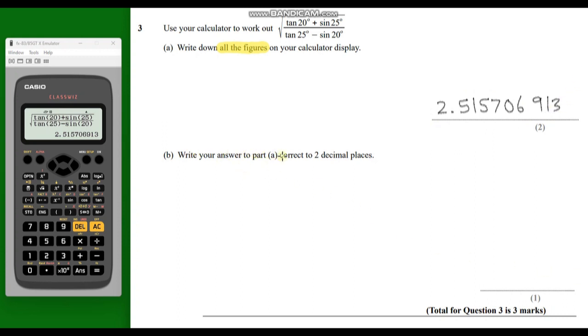Write your answer to part A correct to 2 decimal places. So nice rounding question here. So 2 decimal places. So this is our first decimal place. This is our second decimal place. So if I just put a line here, you can see because this value is a 5, we're going to round up. So we're going to round 2.51 up to 2.52. And that one is just worth 1 mark.